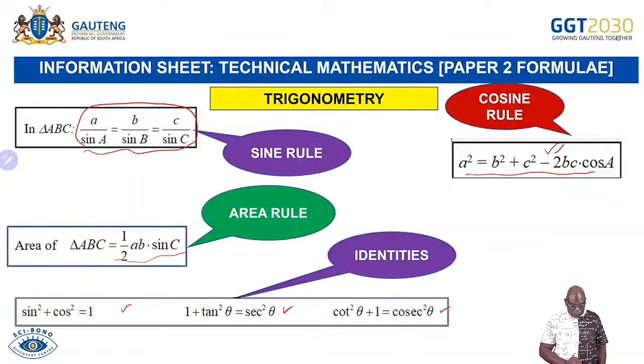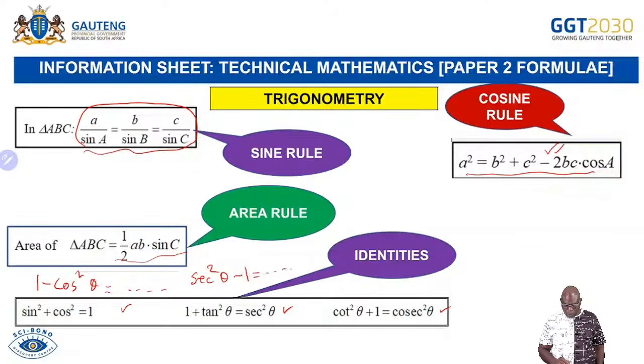They can give you 1 minus cos squared theta, and they say this is equal to. Or they can give you sec squared of theta minus 1 is equal to. Or they can just change this around and take this one to this side and say cot squared theta. So you must practice that. It can be cosec squared of theta minus 1. So practice it. Because these are easy marks that you must get. So if you get something like this, please make sure, just get it right.